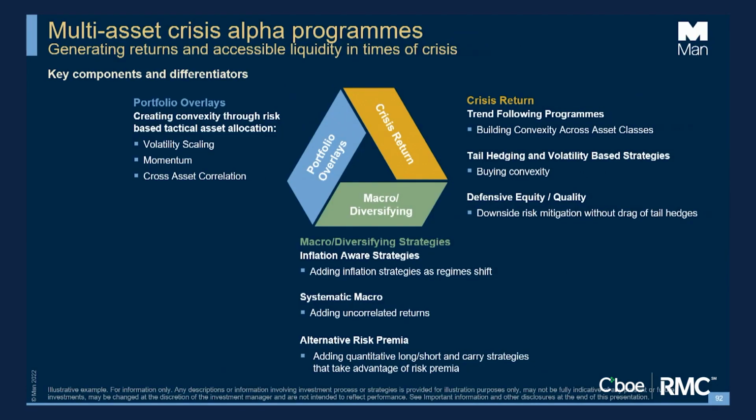So when we look at Crisis Alpha, we kind of split into this risk-based tactical asset allocation and portfolio overlays, crisis return, and probably you're supposed to have some diversifying strategies. I'll skip that because it's a different kind of crowd.